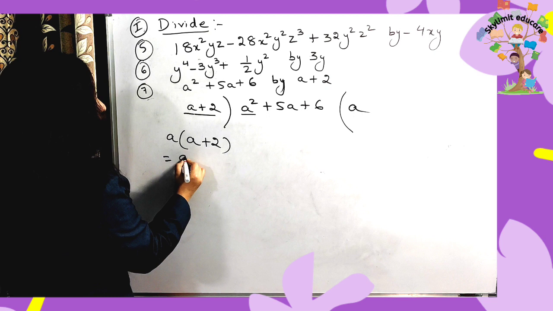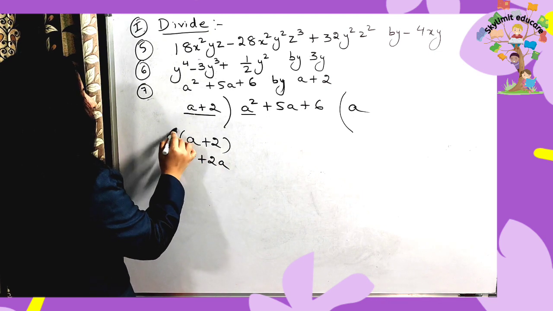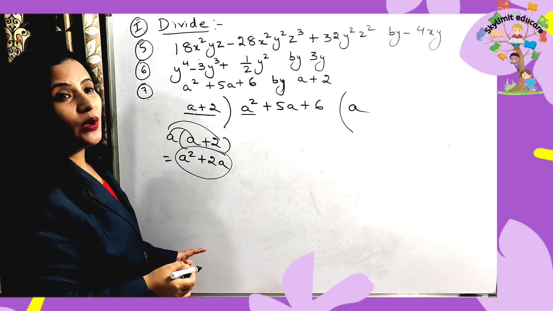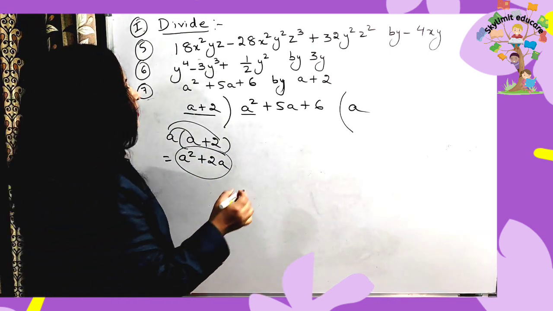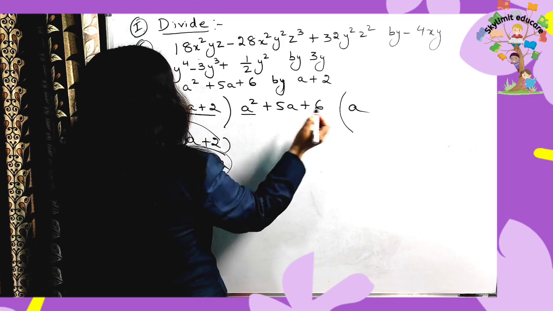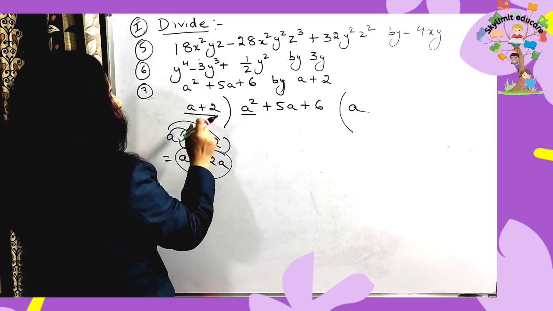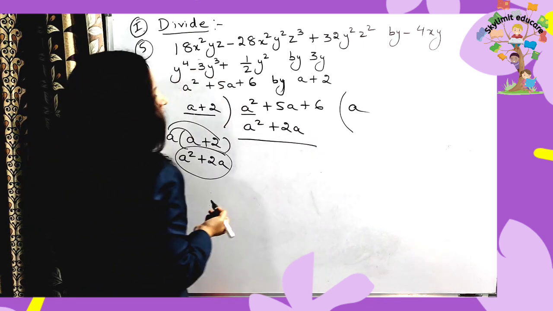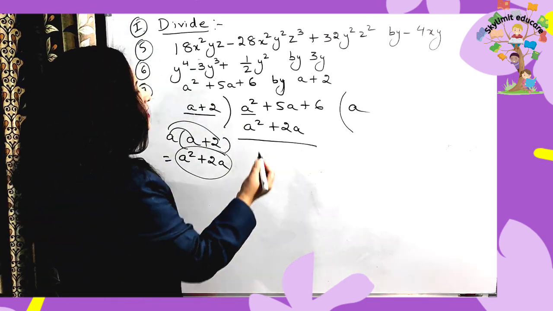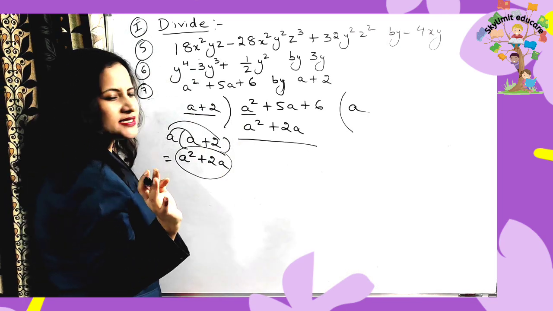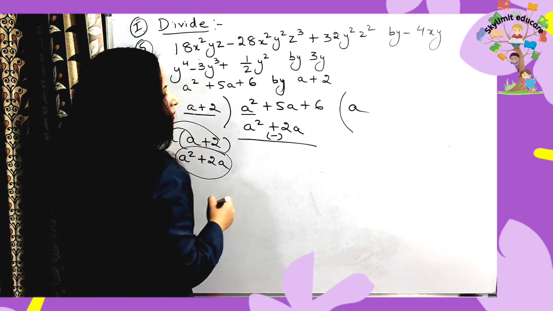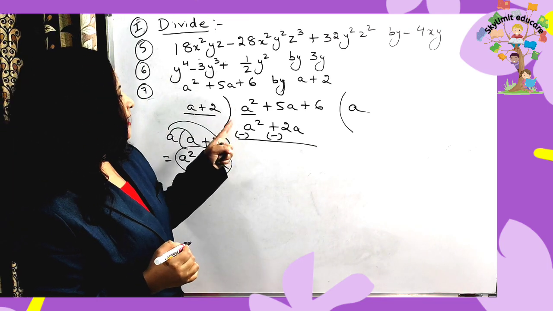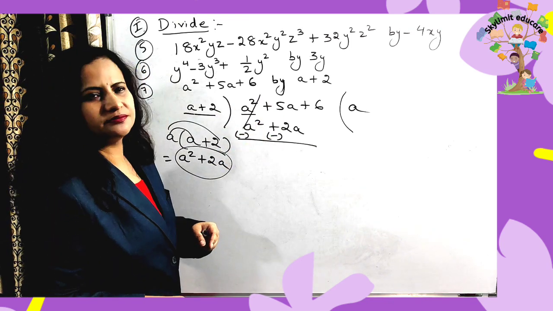So what are we getting here? A square plus 2a. First a is multiplied to a, so what is the answer you are getting? A square plus 2a. You know subtraction in column, you have read. The sign will change, the subtrahend sign changes. Plus 2a will become minus, and plus a square will also become minus. So a square minus a square can be cancelled out.